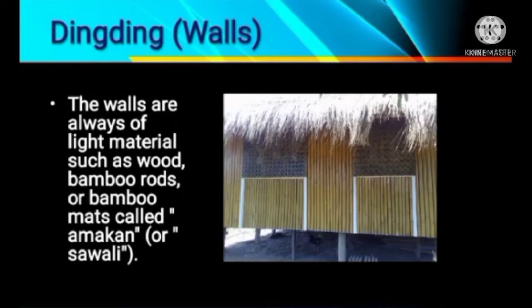Dingding, or walls. The walls are always of light materials such as wood, bamboo rods, or bamboo mats called amakan or sawali. As such, they tend to let some coolness flow naturally through them during hot times and keep warm in during the cold wet season.